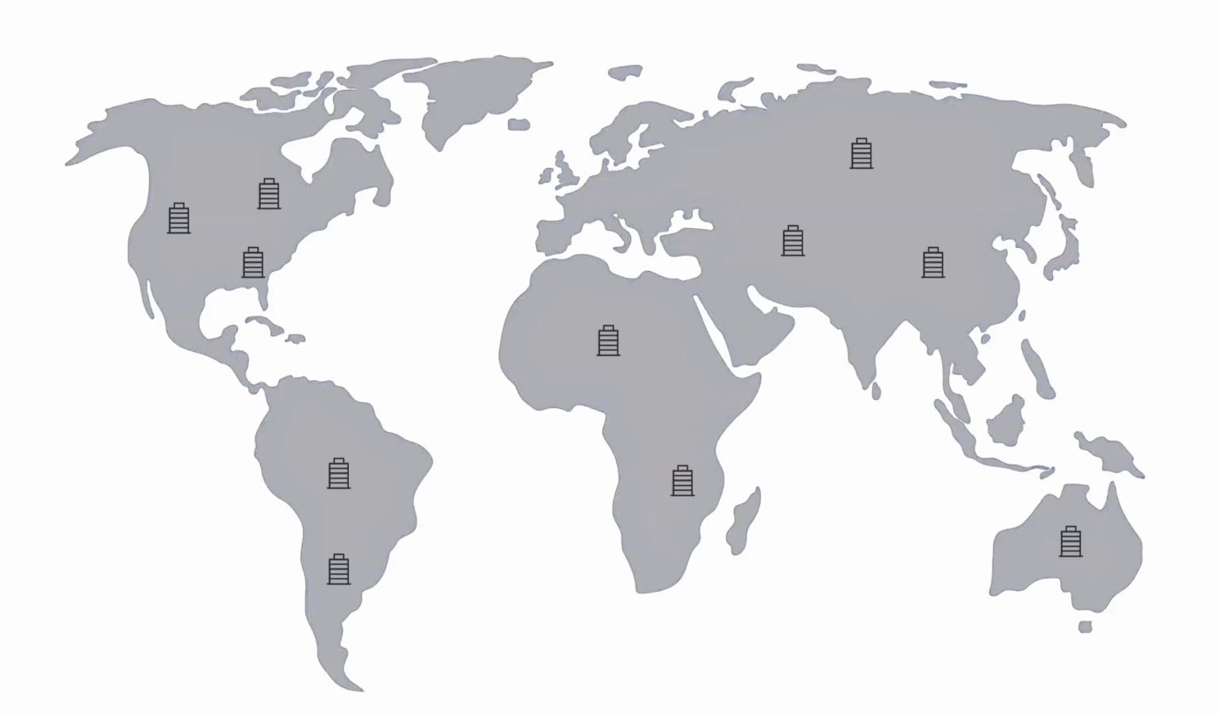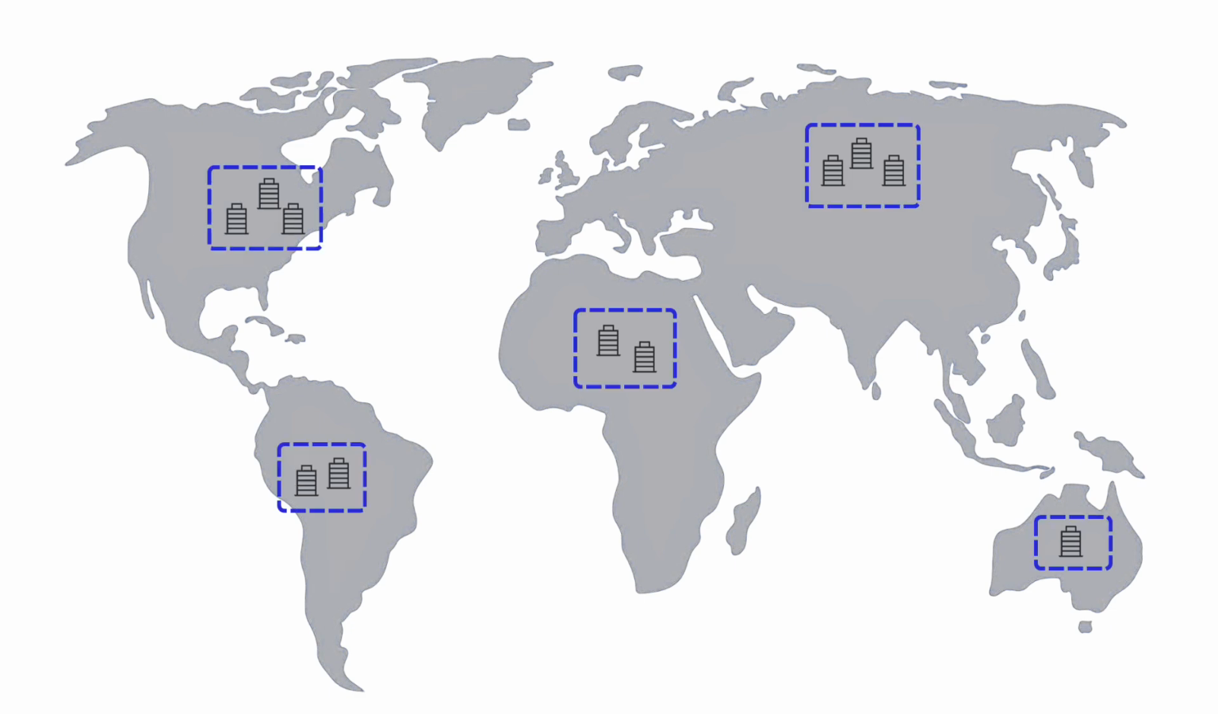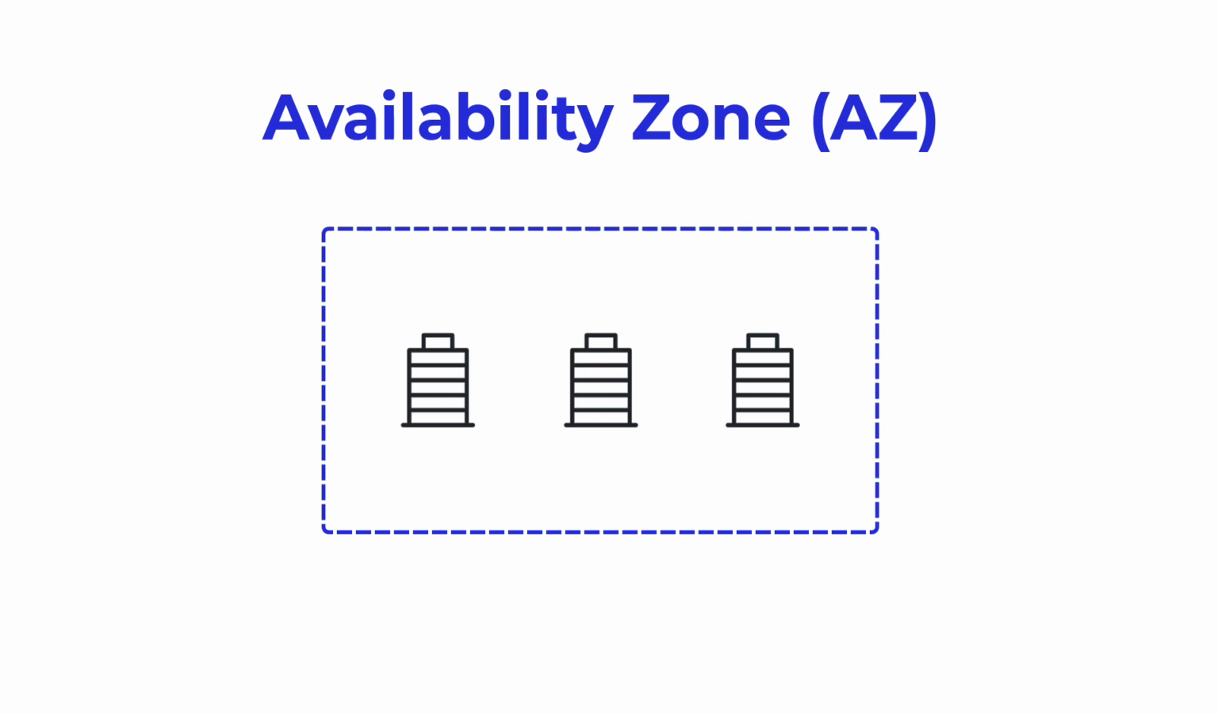Over the years, AWS built many data centers around the world, but they are not randomly located. Instead, each data center is purposely located within a cluster called availability zones. So one availability zone consists of one or more data centers. Each AZ is designed to be self-sufficient with its own power supply and redundant internet connections.